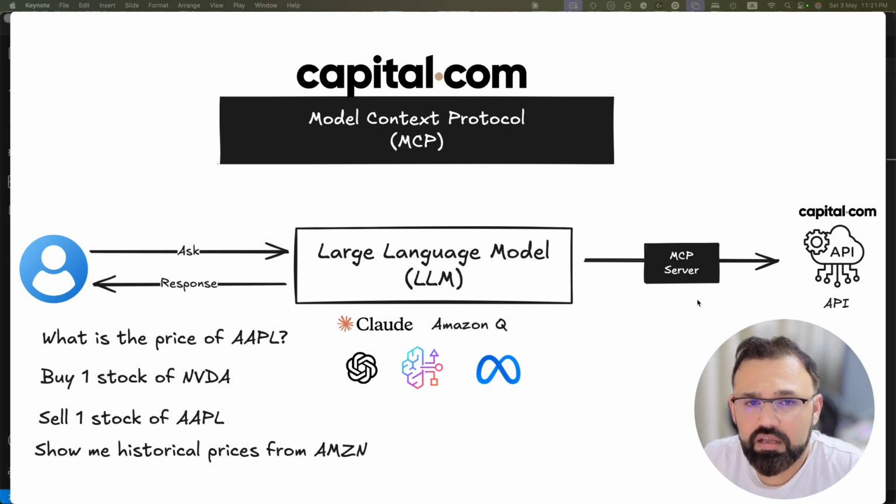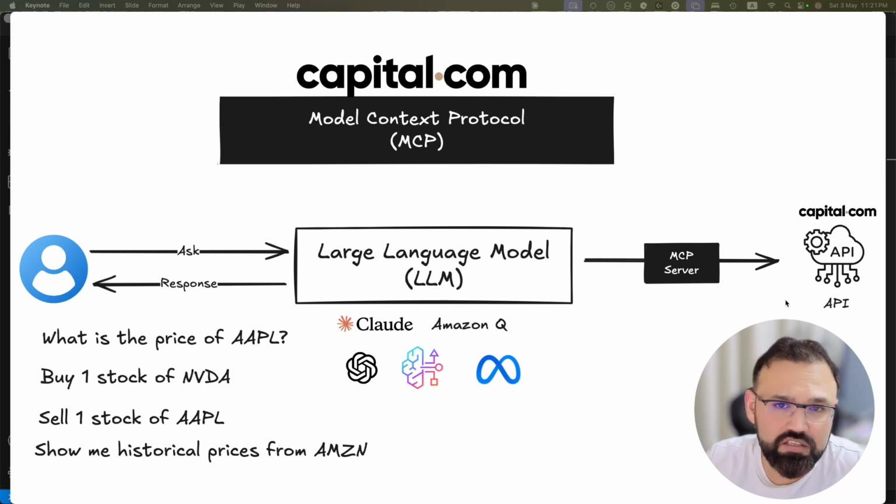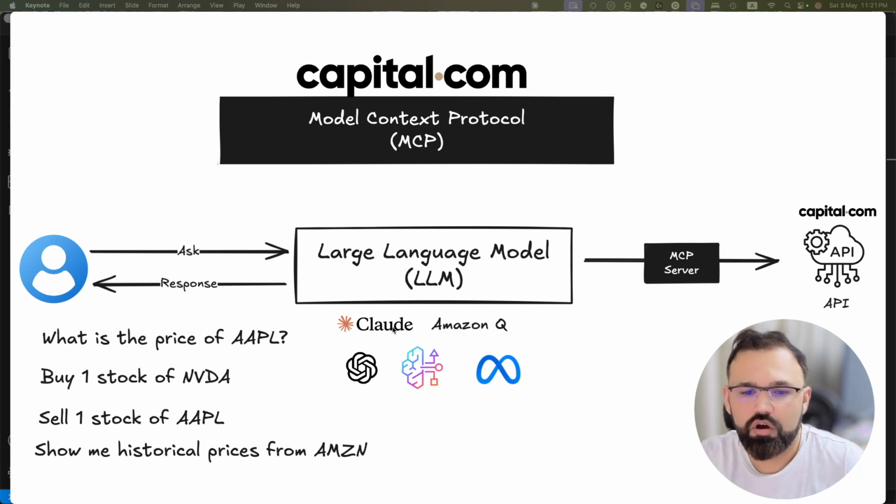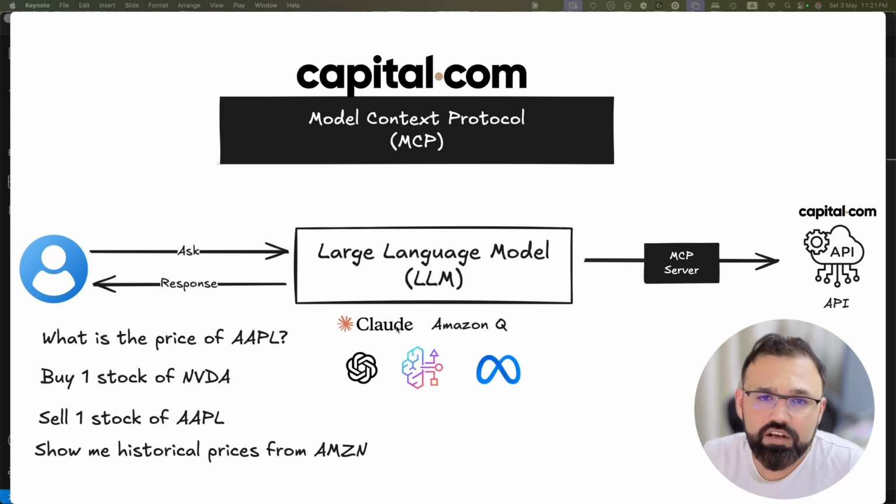There are tons of methods available if you go to the capital.com API, but I've selected only the few which would make sense, for example, authentication, buying and selling. So you configure the MCP server with your large language model. In the demo, we will be talking about Claude and Amazon Q, but you can integrate this with any other large language model of your choice. Now, a typical scenario would be you ask a question, what is the price of Apple? Buy a stock, sell a stock, or you show historical prices. So this is a typical scenario.